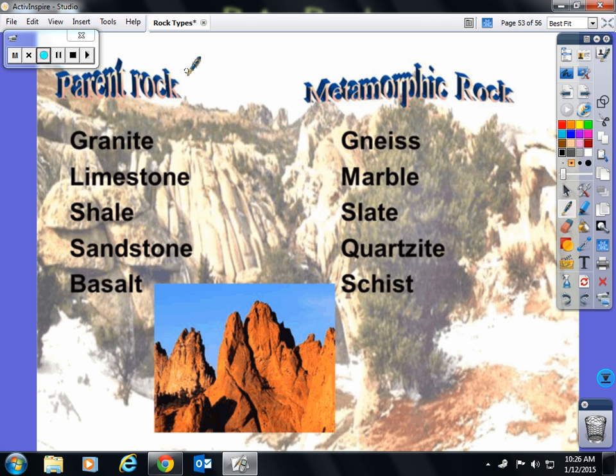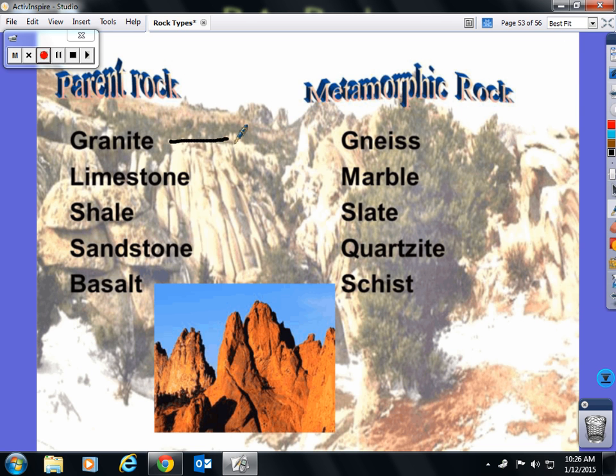Alright, so it's important to know the parent and the daughter rock. So granite becomes gneiss, limestone becomes marble, shale becomes slate, sandstone becomes quartzite, basalt becomes schist. Okay, sand is made of quartz, so that's kind of easy to remember. Shale and slate both start with S, same number of letters. Just try to think of ways that will help you to remember what goes with what.